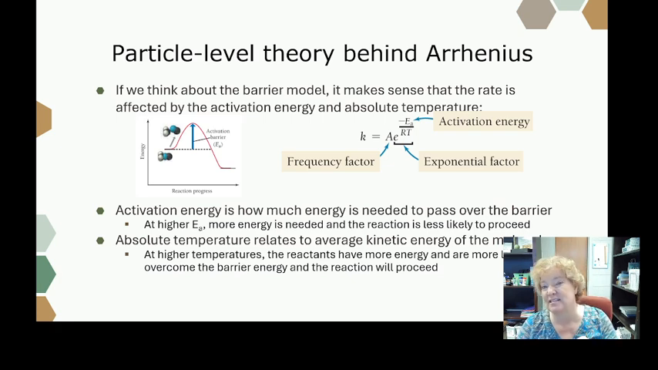Absolute temperature, remember, refers to the kinetic energy. So if they're at very high temperatures, they have a lot of kinetic energy. When they collide, there's a lot of energy they have to get to that transition state. Therefore, at higher temperatures, they're more likely to have enough energy to get to that barrier to proceed. And that means the reaction is going to speed up, so I'm going to have a higher K value.